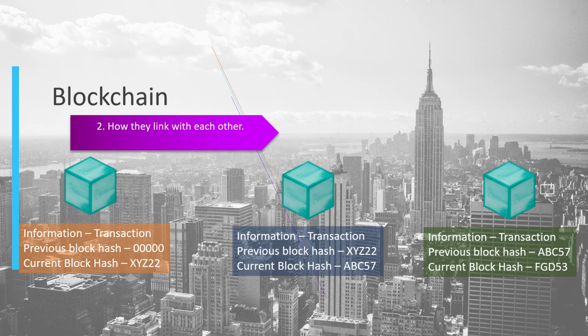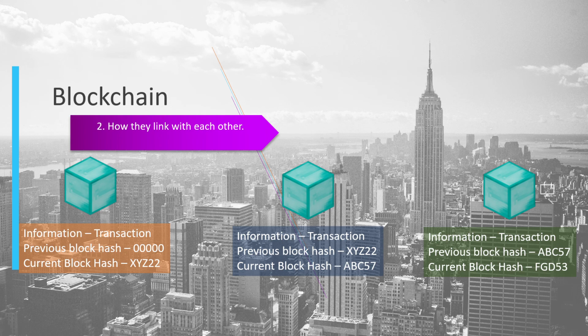So now look, all these points together. Think that there are 3 blocks. Now in the 3 blocks there will be information. Here I am taking transaction information as an example in all 3 blocks. Now all 3 blocks are linked together. How are they linked together? If you check the first block, the previous block hash is zeros because there is no previous block. This is called the genesis block.